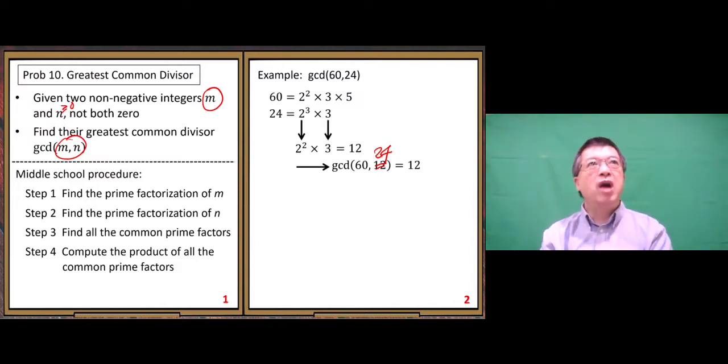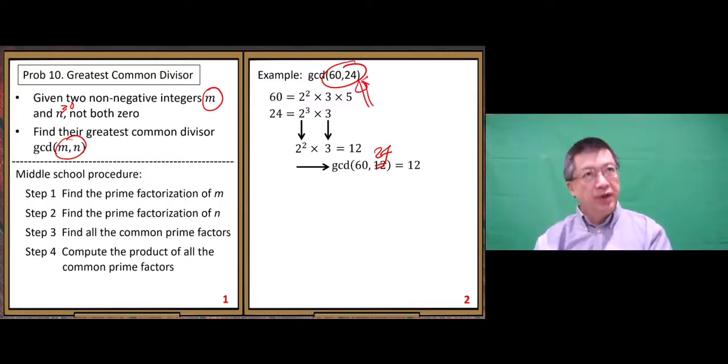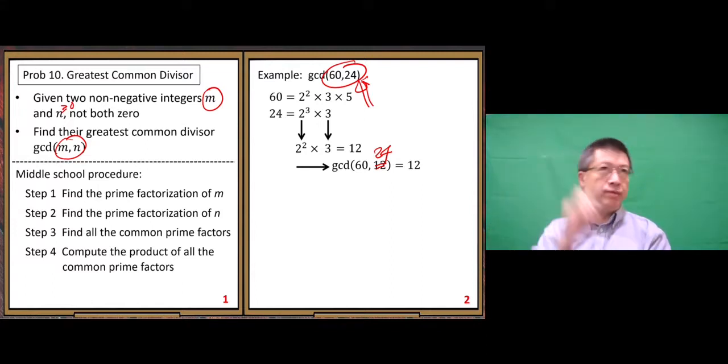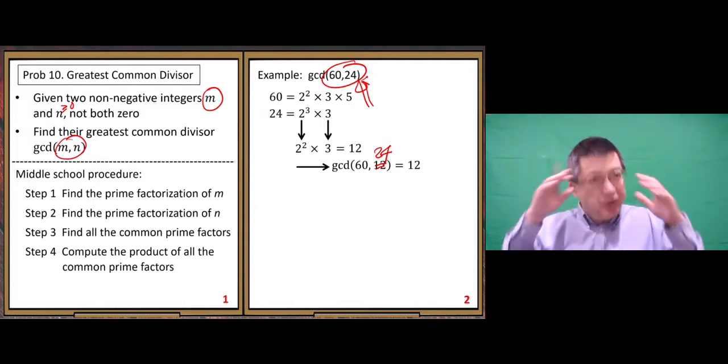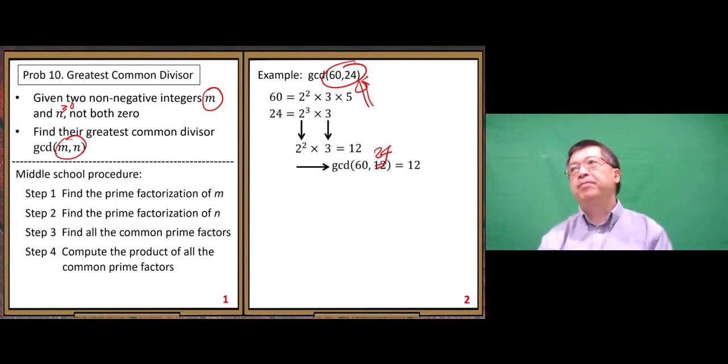And here we solve this problem for computer science. So not middle school. In a middle school situation, the students are usually given two relatively small numbers, so the students can work it out on their papers. But here in computer science, we need to solve the general GCD for m and n.